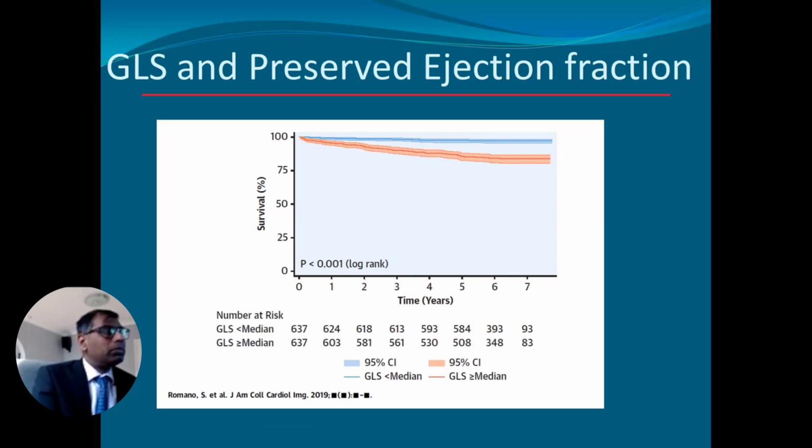This is another paper wherein patients with preserved ejection fraction and reduced global longitudinal strain are shown to have worse outcomes than patients with retained longitudinal strain. Over a 6-year period, there was a 22% increase in mortality associated with a drop in longitudinal strain.